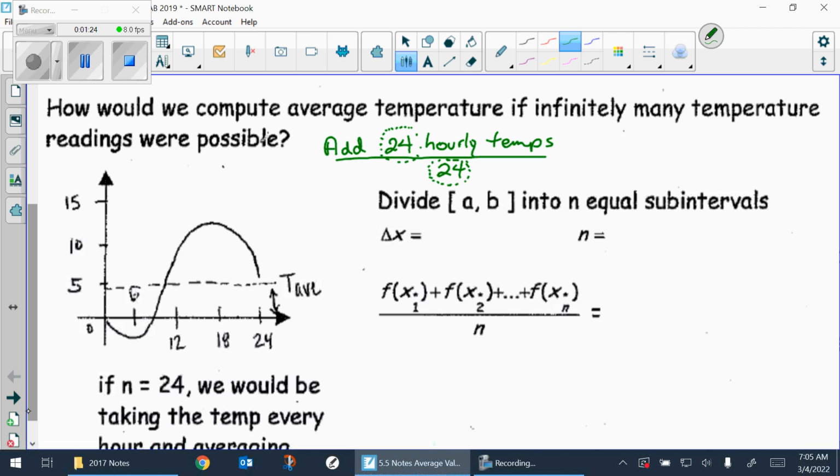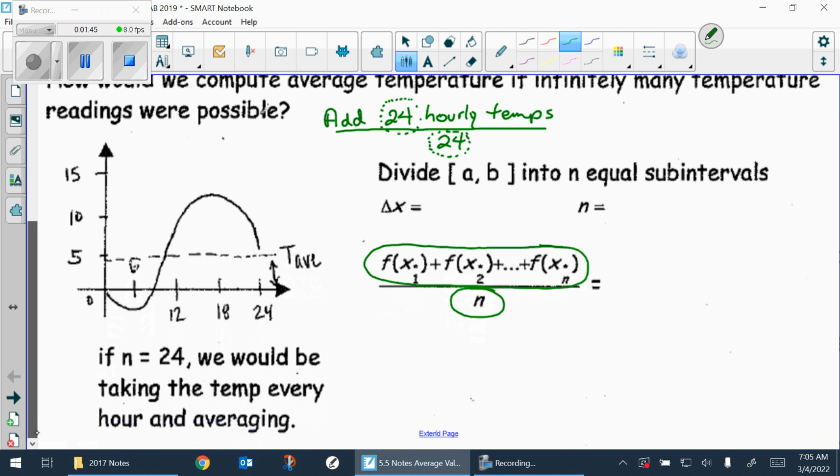Well, if we've got a function, we are going to add up the value of the function in a bunch of different places. And then we're going to divide by however many places we had found the value of the function. So that's how we're going to find average value. Now, in calculus, we actually have a more efficient way of doing that.